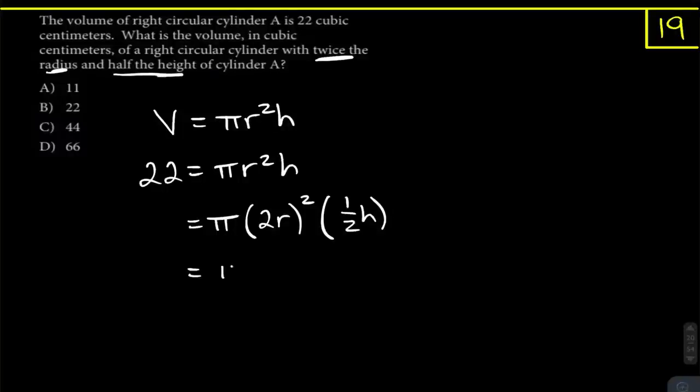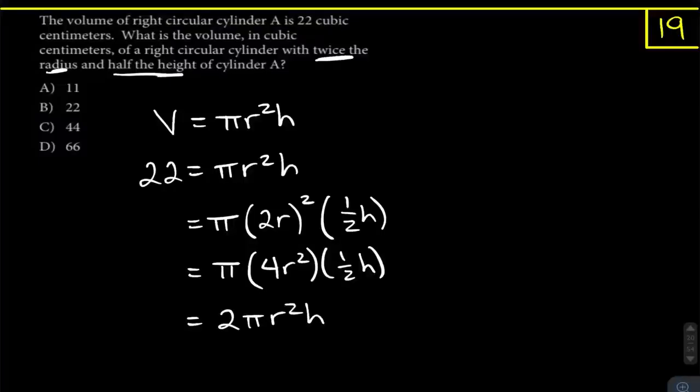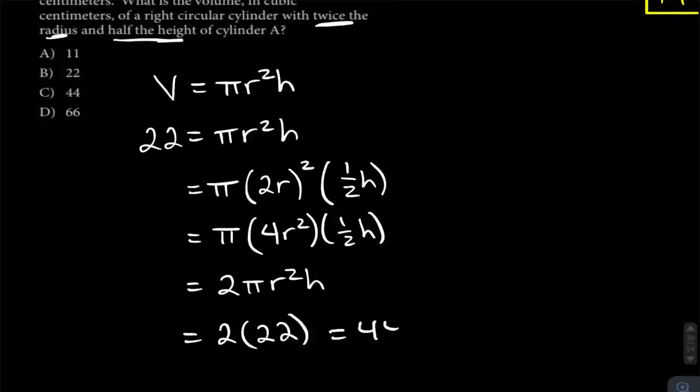So going through here, we're going to get a pi times, looks like a 4r squared times 1/2 h. And then just simplifying this, it's going to be a 2 pi r squared h, right? And we know that pi r squared h is 22. That's what this says. That was our original volume. So our final volume, well, that's going to be 44. Okay, you're just doubling the volume. That's what this 2 does.